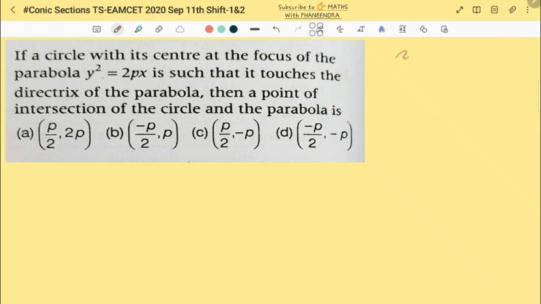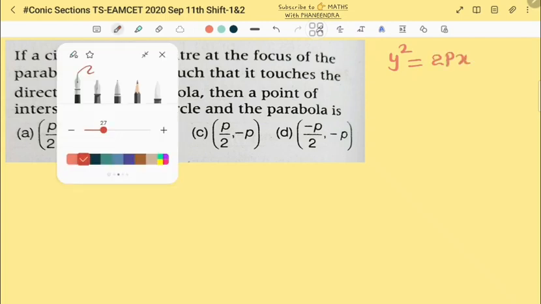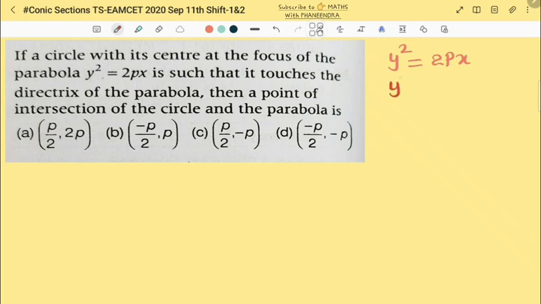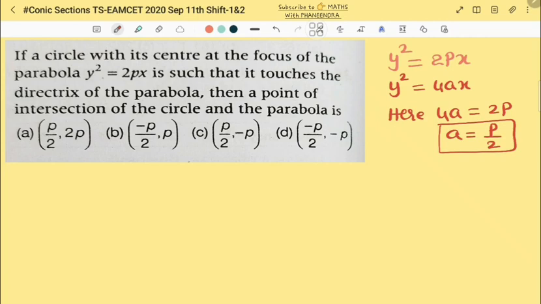So here, first, the given parabola equation. What is the given parabola? y square is equal to 2px. Compare with y square is equal to 4ax, dear students. So here 4a is equal to 2p, so a is equal to 2p by 4. Directly I am writing p by 2. So a value we got it.